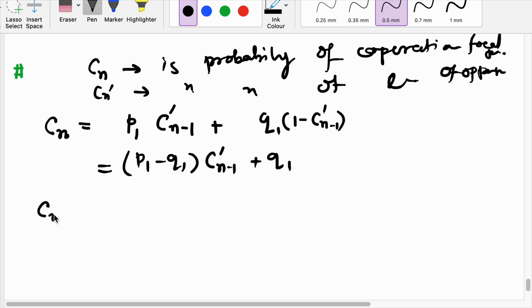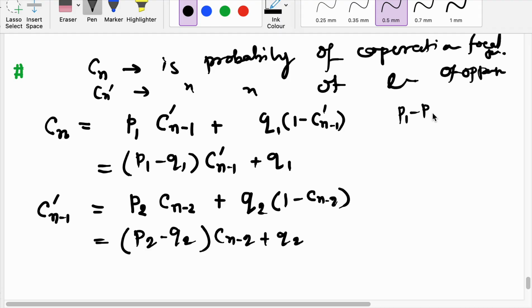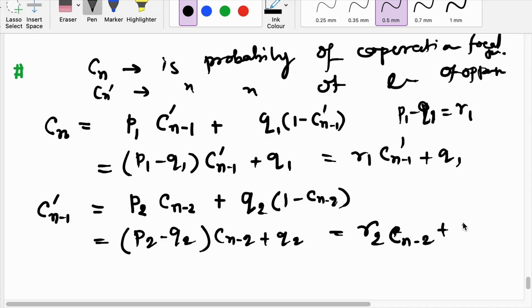Now what is the probability that my opponent will cooperate at the n minus 1 round? With probability p2 he will cooperate if he observes cooperation in the n minus 2 round, plus he will cooperate with probability q2 if he observes defection in the n minus 2 round. So that means (p2 minus q2) into Cn minus 2 plus q2. So let us define p1 minus q1 equal to R1. So that means here R1 into Cn minus 1 prime plus Q1, and here again R2 Cn minus 2 plus Q2. Is it clear?